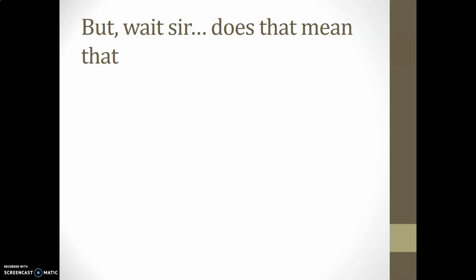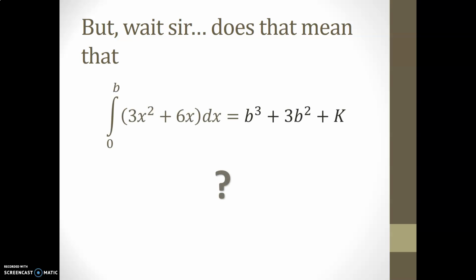But wait, sir, does that mean that when we integrate 3x squared plus 6x, both answers are correct? In other words, could I also have said that the answer is b cubed plus 3b squared plus k? Well, actually, that would not make sense, because remember how the definite integral represents net area. There should only be one answer for that.